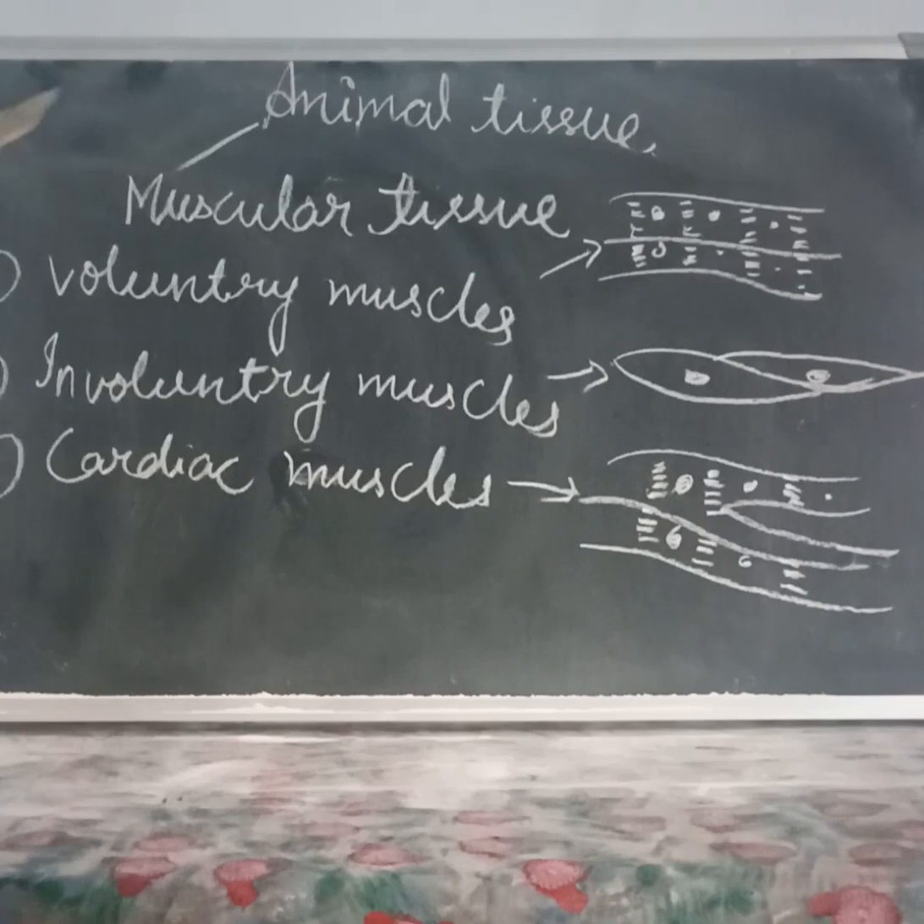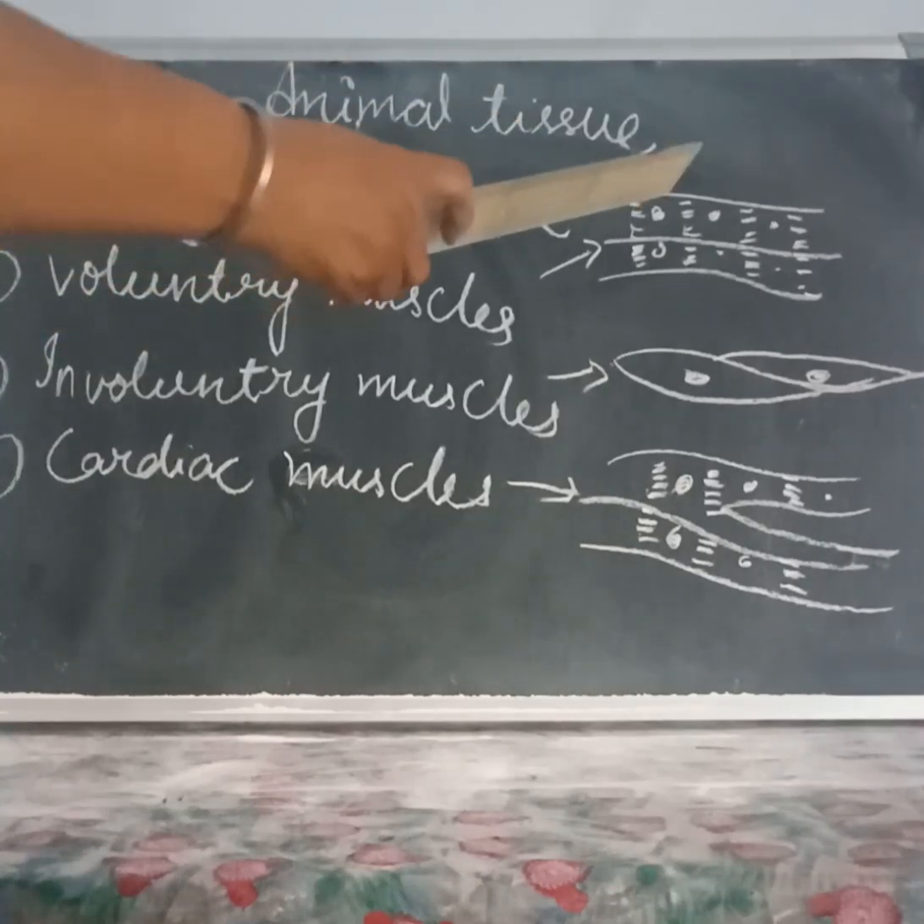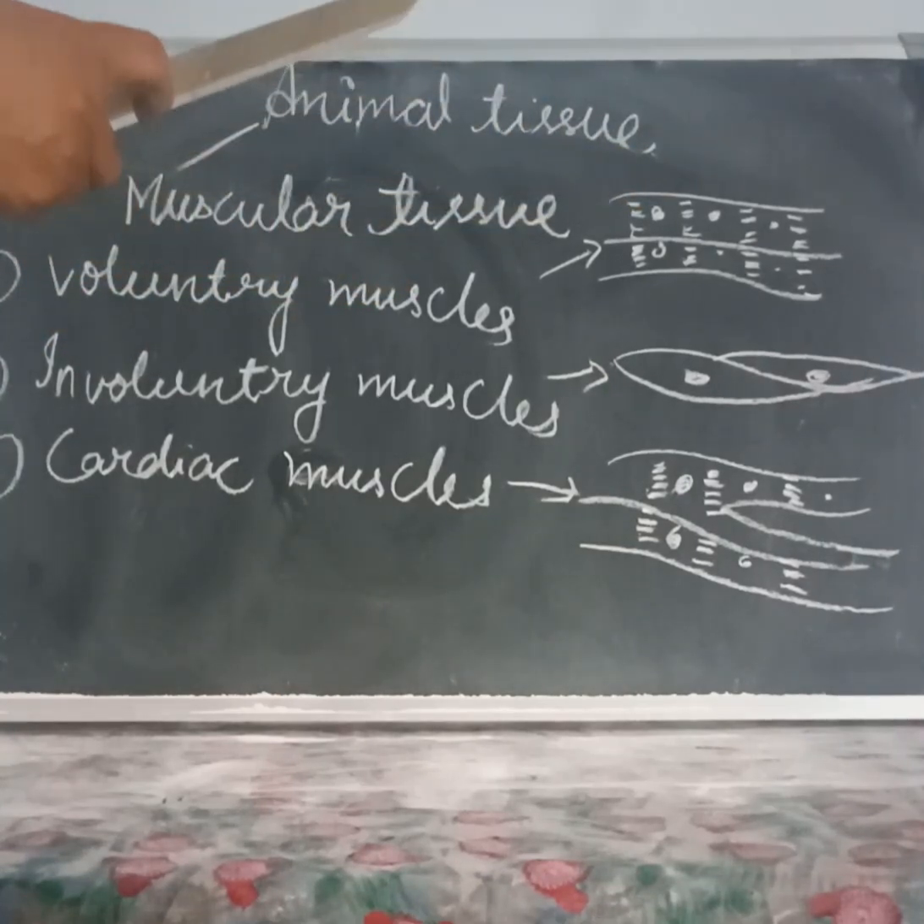So first is the voluntary muscles. They are also called skeletal muscles because they attach to the skeleton, and they work according to our will. They are present in the arms and legs, organs which can be moved with our wish. They have strips, dark and light bands, which is why they are also called striated muscles.